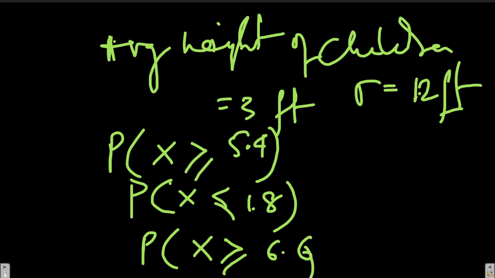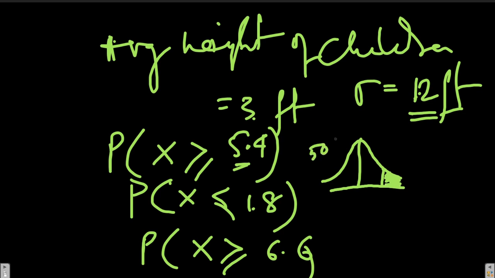I'll just give you a hint. If I'm asking about x greater than 5.4, that means if I add 2 standard deviations, 2 sigma, to the mean value of 3, that will be 5.4. So this is my mu, this is my 2 sigma, and I need to know the area here. Here it is 50%, and we have already seen in the previous example this is 47.5%. So what is the rest of the area? That is basically the answer. Okay, that's quite obvious.